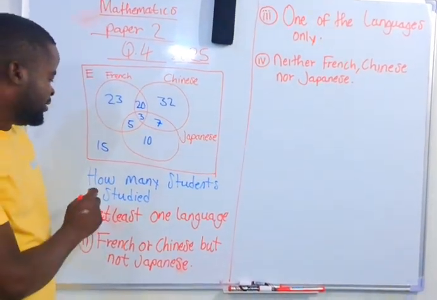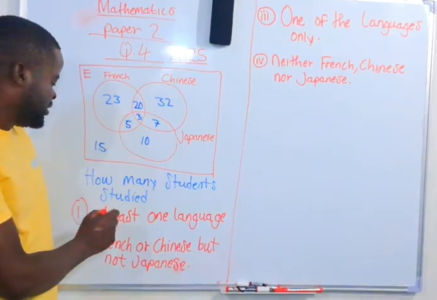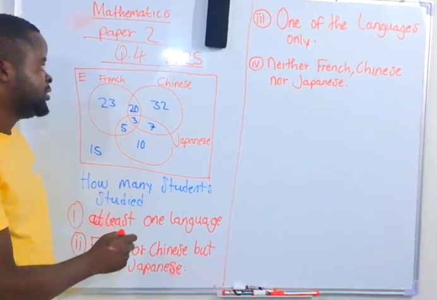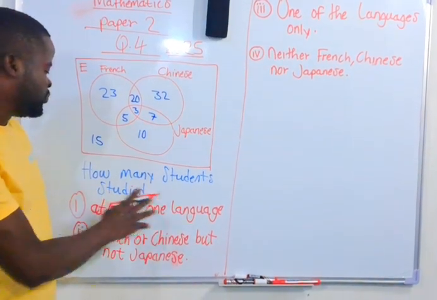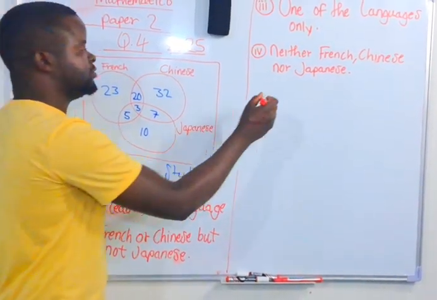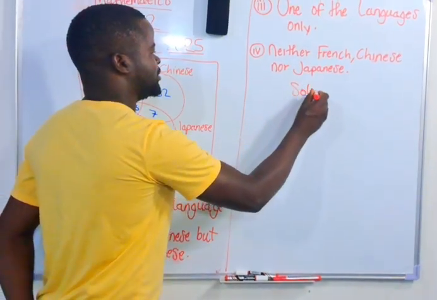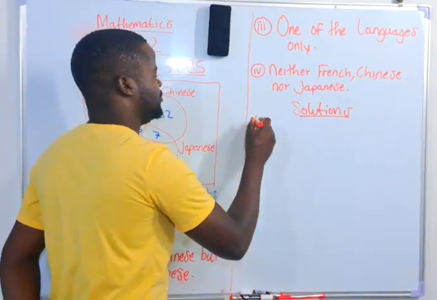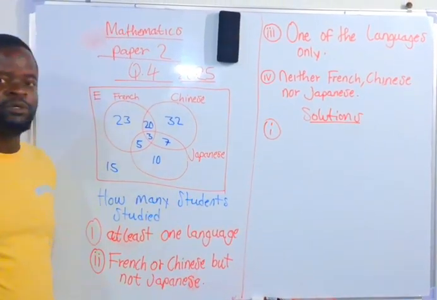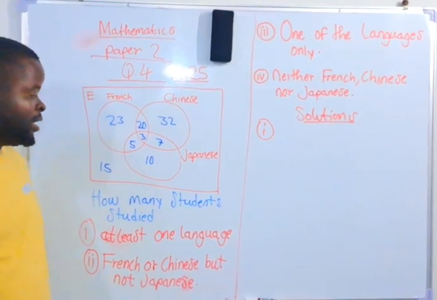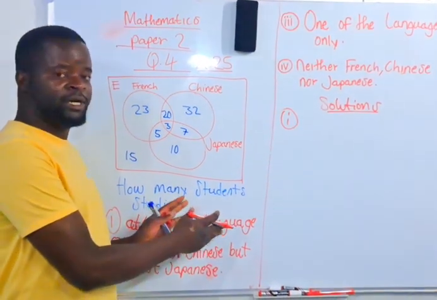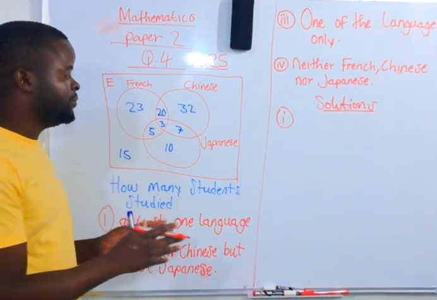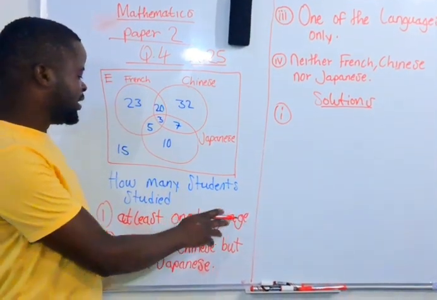Therefore, let's go to the question. How many students studied at least one language? So at least one language, what does it mean? We are going to say solutions. Solutions to question Roman number 1. How many students studied one language? Now, this question was carrying 2 marks. So for you to respond to this particular question, you need to think big. So, how many students at least studied one language?